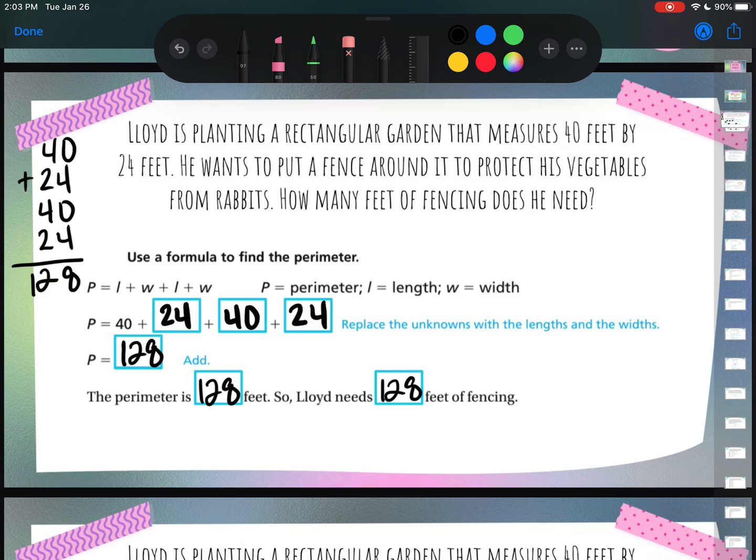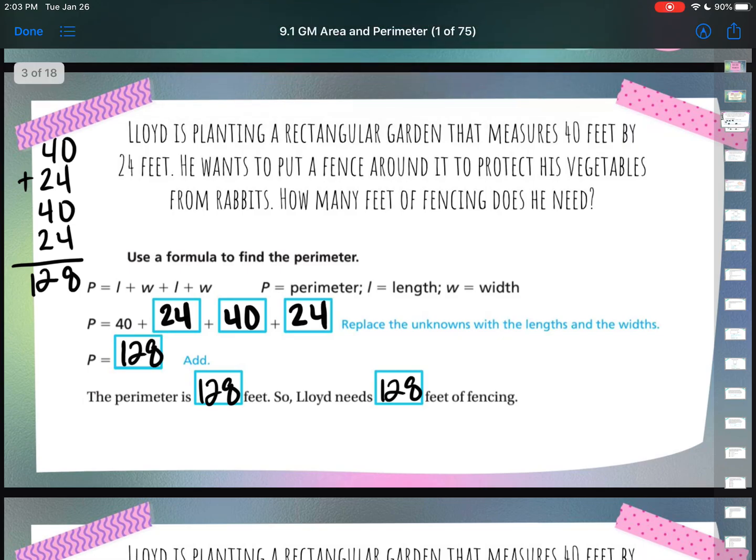And that's solving for perimeter. If I had a different shape, if I had a triangle, I would add its 3 sides together, right? If I had a pentagon, I would add its 5 sides together. And that is solving perimeter.